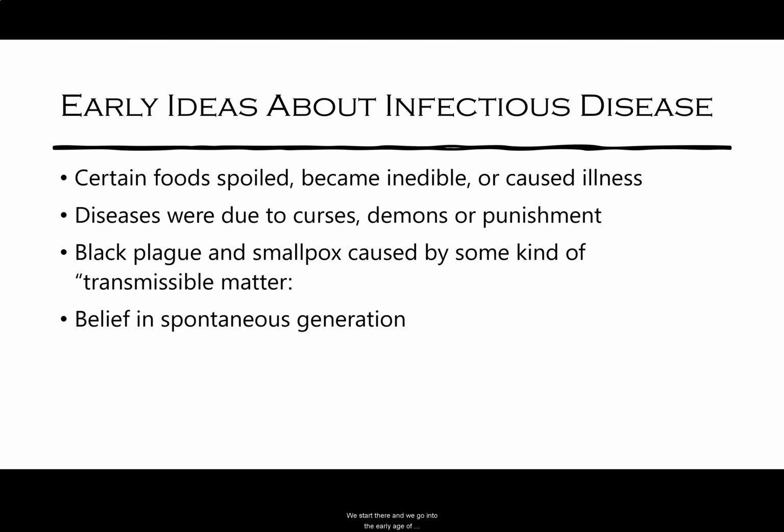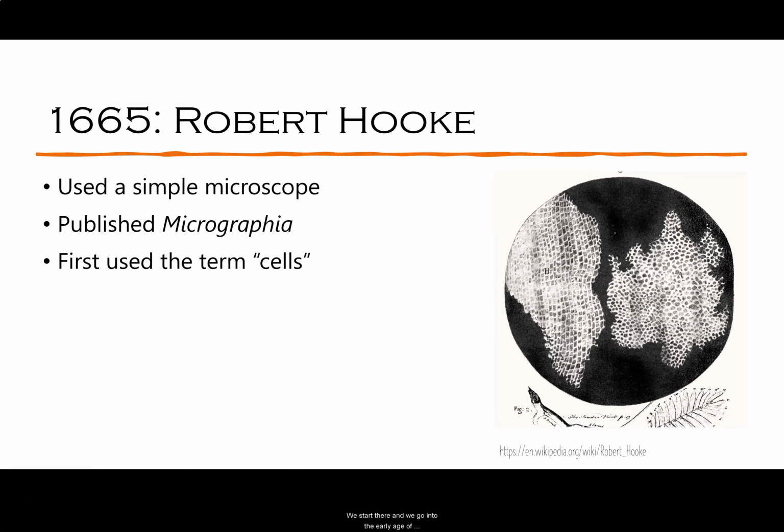So we start there, and we go into the early age of enlightenment, and we have Robert Hooke. Robert Hooke was a scientist, and he had some simple microscopes, and he was the first person to use the word cell. He published a paper entitled Micrographia, where he described the different things that he looked at with his microscope. And one of the things that he looked at was cork.